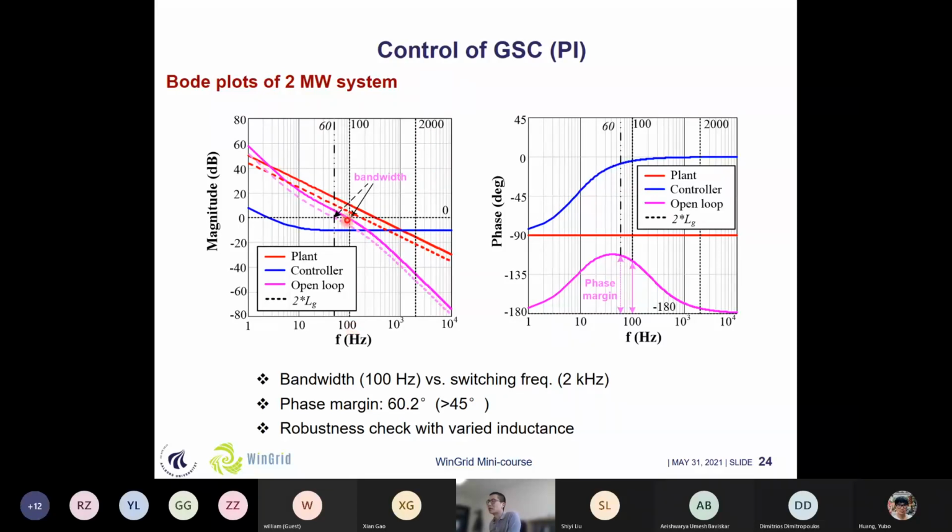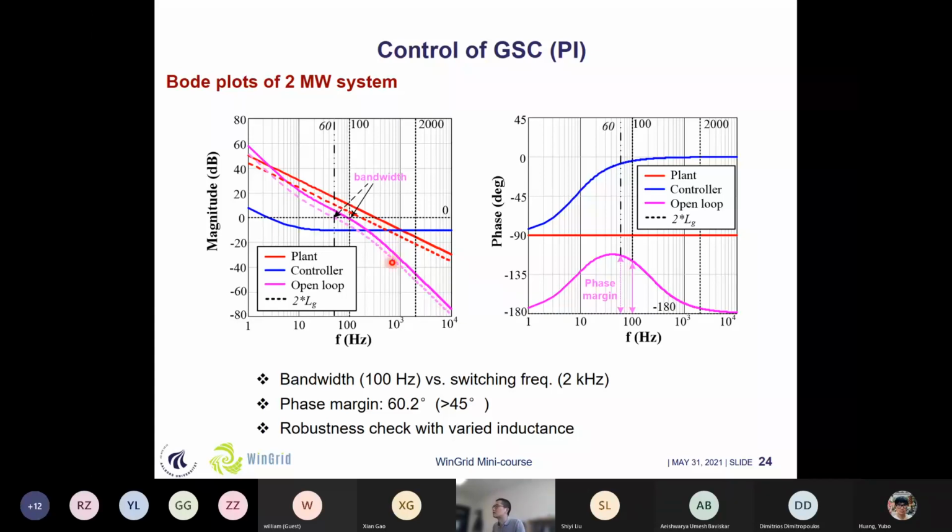And by using this design, we can see that if we take a look at the surface margin, it's also higher than 45 degrees. So here it is around 60 degrees in our design. In order to verify the robustness of this controller, we also try different filter inductance values. For example, if this inductance becomes 2 times higher compared to before, then we can see that the bandwidth becomes a little bit lower, but we still have enough phase margin to keep this system stable.